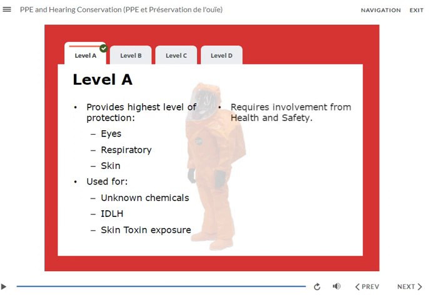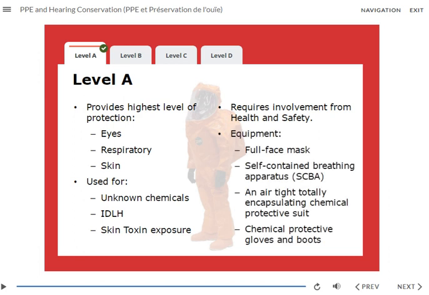The health and safety manager will always be involved in the selection, training, and use of the Level A equipment. The Level A ensemble is comprised of a full-face mask and self-contained breathing apparatus for eye, face, and respiratory protection. It includes a totally encapsulating chemical protective suit, which is airtight. Chemical protection gloves and boots complete the skin protection provided by the ensemble.